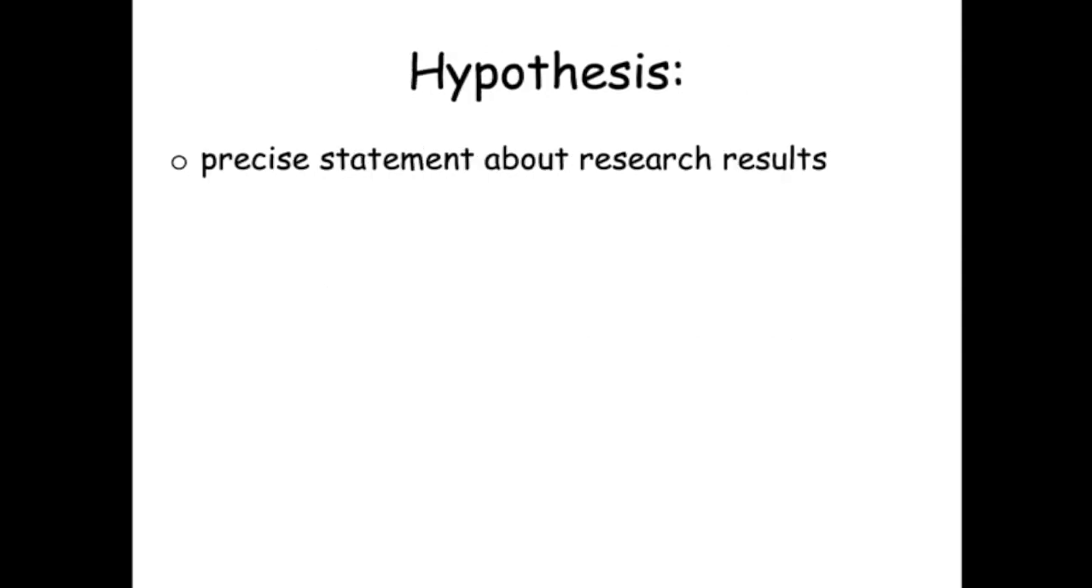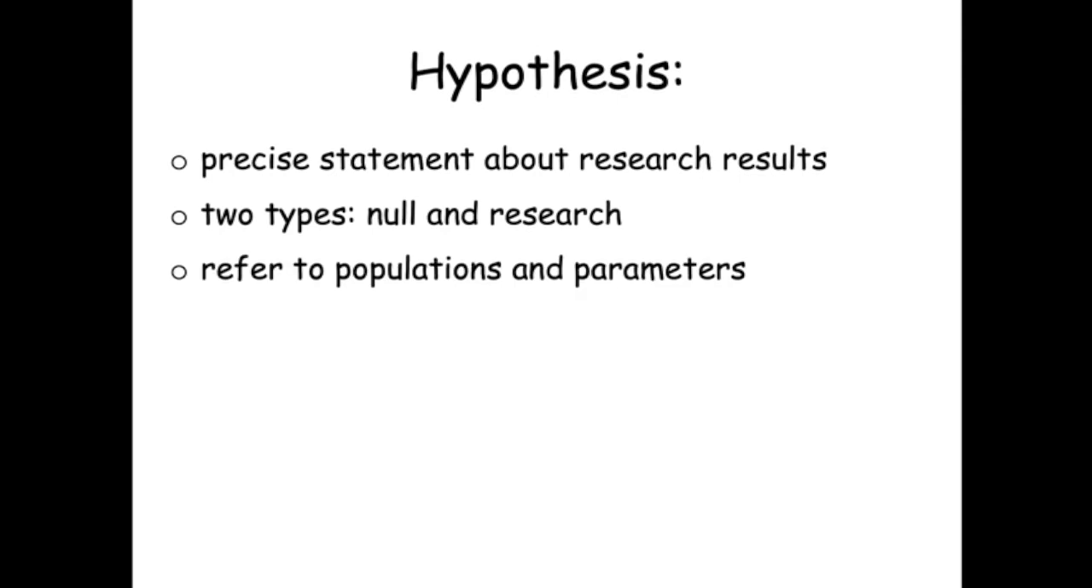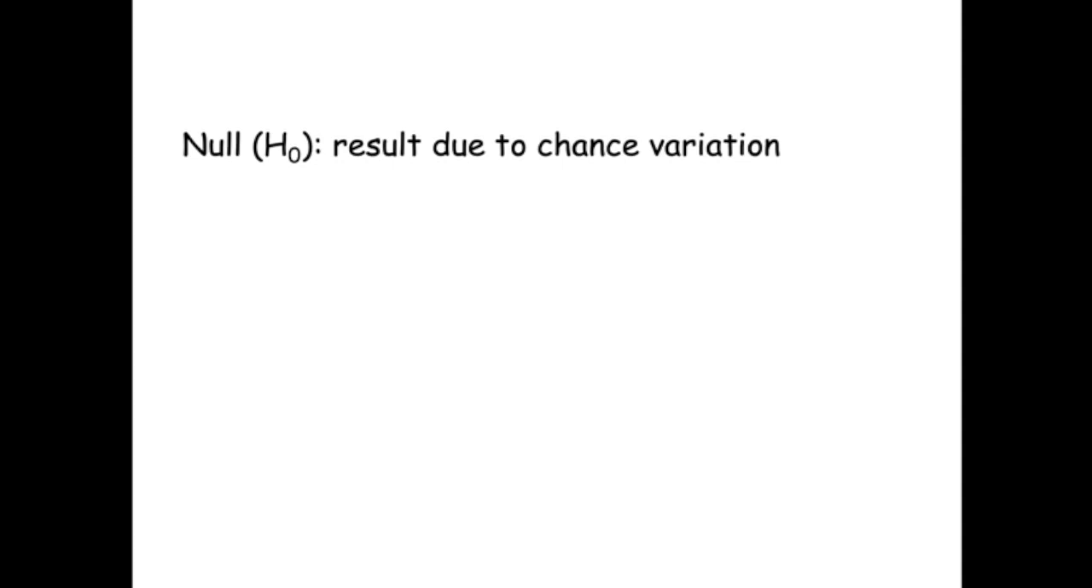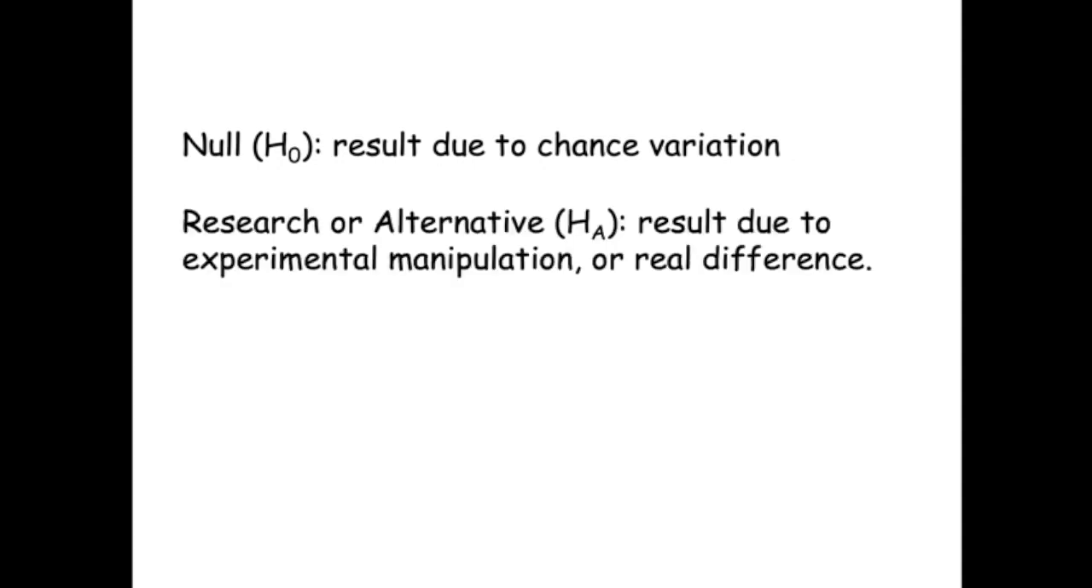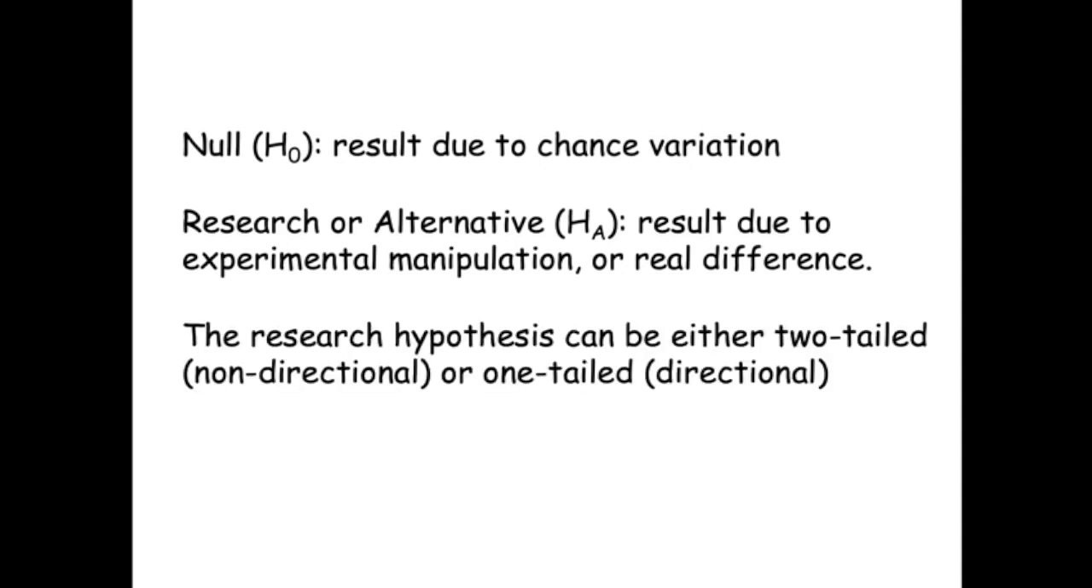Hypotheses are precise, testable statements about research results. We test at least two hypotheses simultaneously: the null hypothesis and one or more research hypotheses. Hypotheses refer to population parameters. The null hypothesis states that there's no real difference or effect, that results are due to chance variation. The research hypothesis states that results are due to a real effect or difference in the population. The research hypothesis can be either two-tailed or one-tailed.